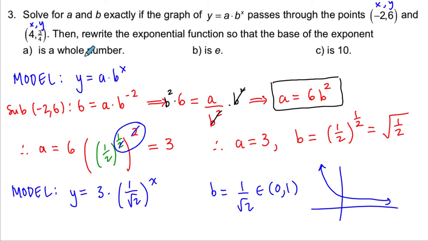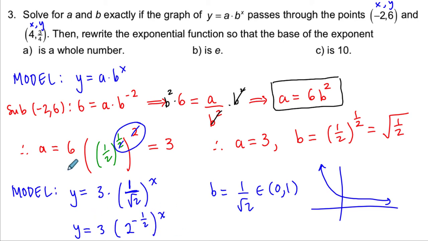Okay, so we wanted to come up with the base to be a whole number, and right now our base is not a whole number, but I could rewrite this base by changing this from 1 over root 2 to a base of 2. And if I write this as a base of 2, then I'm going to get 2 to a negative exponent because I have the reciprocal for the power, and then the square root means a fractional exponent of 1/2.